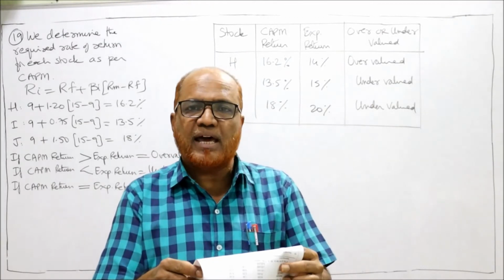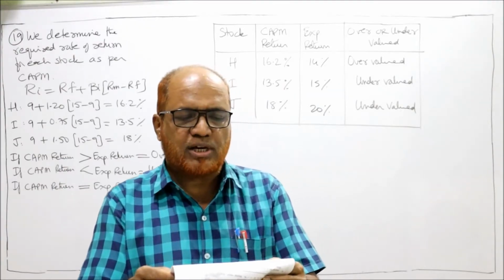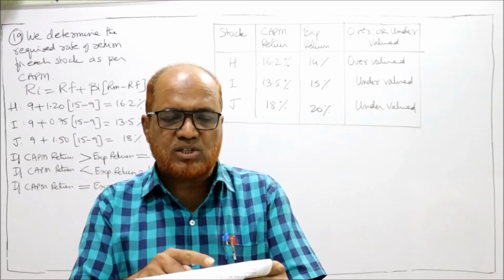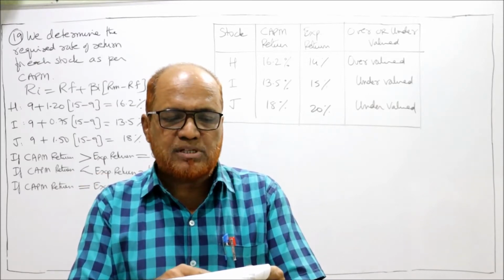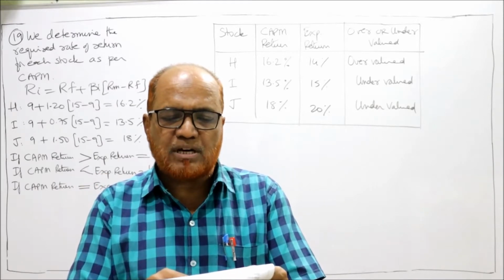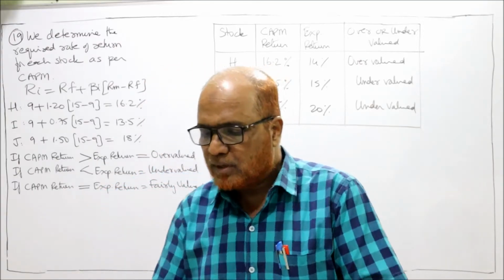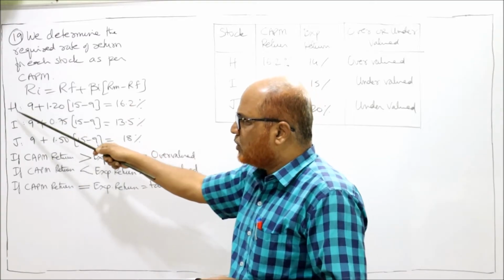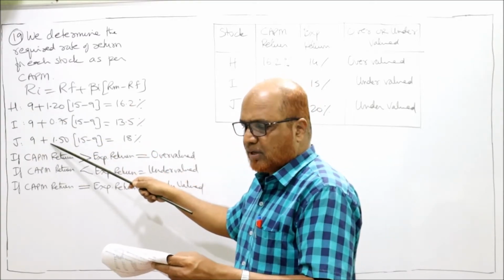जैसा प्रीवियस प्रॉब्लम में HIJ था, उसका नाम चेंज करके 1, 2, 3 सिक्योरिटी. एक्सपेक्टेड रिटर्न ER stands for expected return 14%, 15%, 20% and beta values. तो पहला काम आपका you have to find out the CAPM return. Exactly same way 1, 2, 3 सिक्योरिटी का CAPM return मालूम करेंगे.